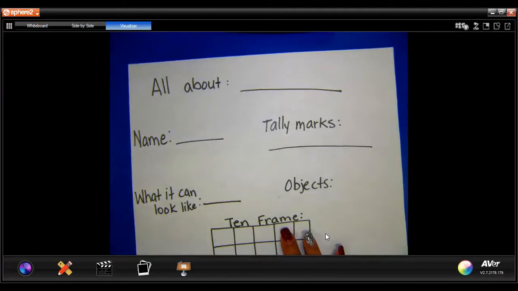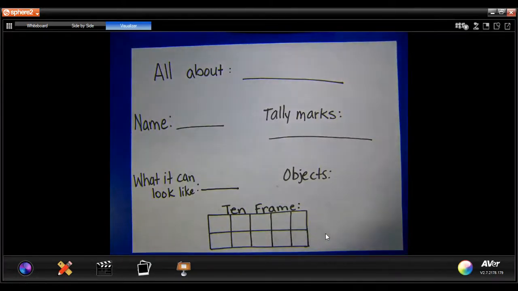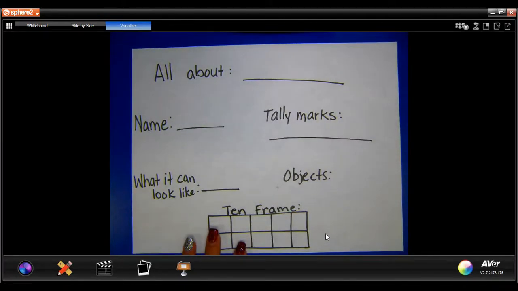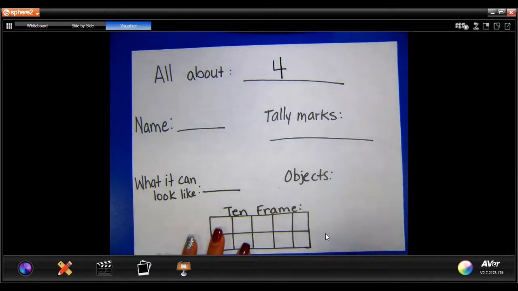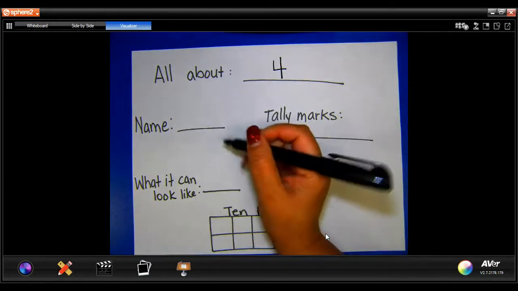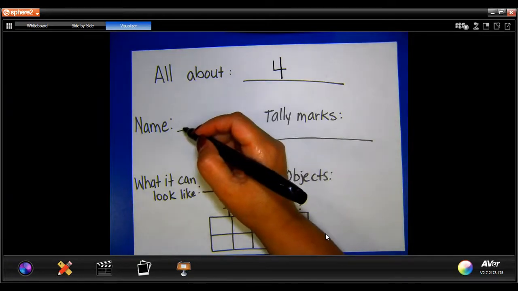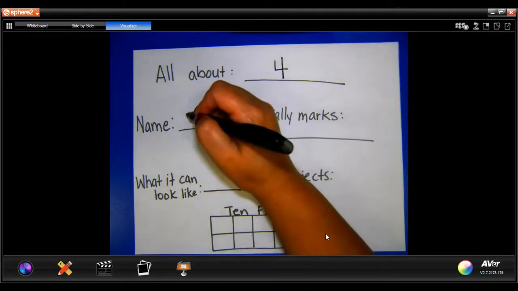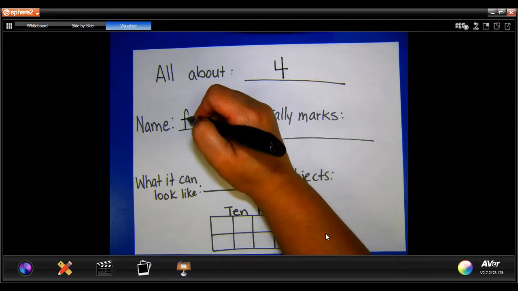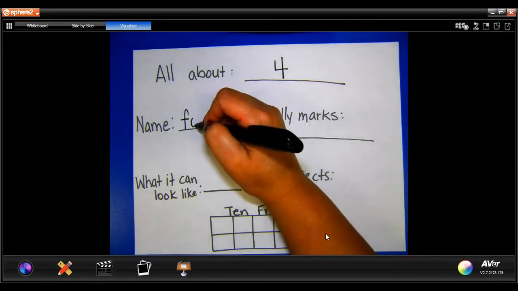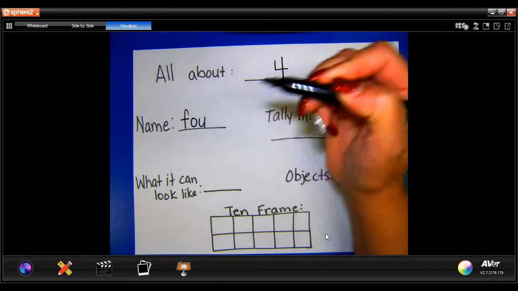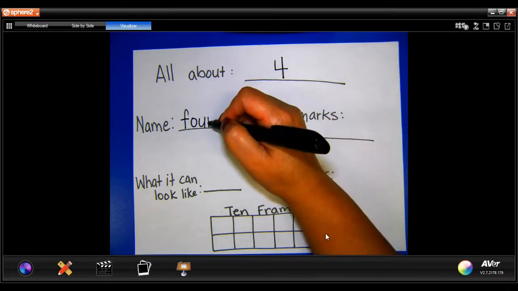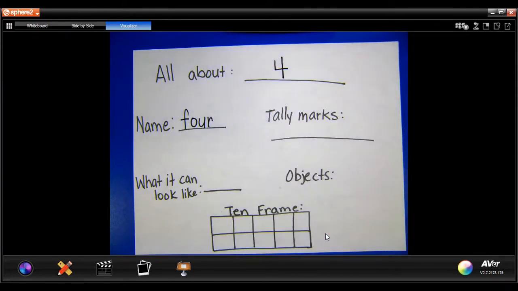Now we're going to do all about 4, all about number 4. Okay, so all about 4. We're going to put 4 right here. The name will be how we spell it in English. So 4 starts with an F, then an O, U, and an R. That's how you write 4 in English.